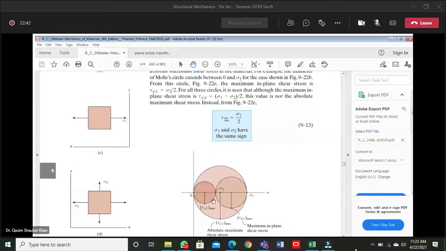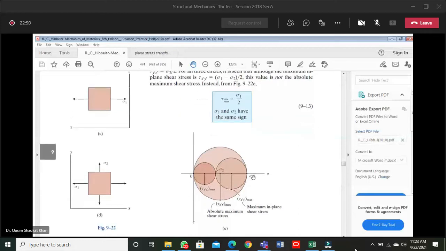And maximum in-plane shear stress in our case will be the one which will include x and y-axis. So maximum in-plane shear stress will be the one which will include sigma 1 and sigma 2. So this is my maximum in-plane shear stress. Magnitude will be sigma 1 minus sigma 2. This will give me the diameter, divided by 2 will give me the radius. Sigma 1 minus sigma 2 over 2. So this is my maximum in-plane shear stress. And this one is my absolute maximum shear stress, which is sigma 1 minus 0 divided by 2.